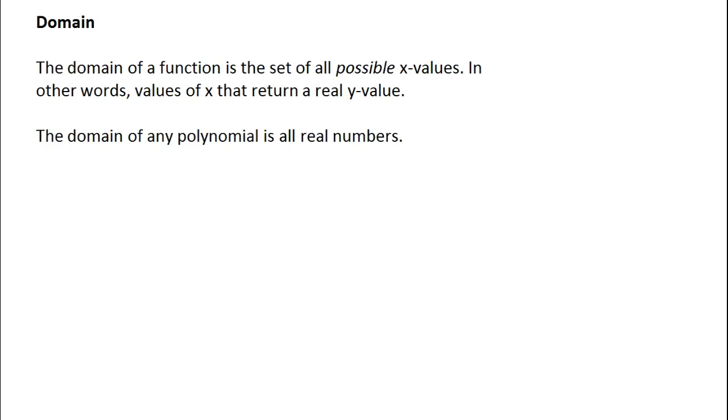Now remember earlier I said that the domain of a function is a set of all possible x values. So what that means is I only want to have values of x that return a real y value. Now the domain of any polynomial is all real numbers.